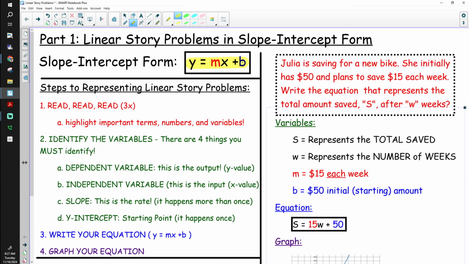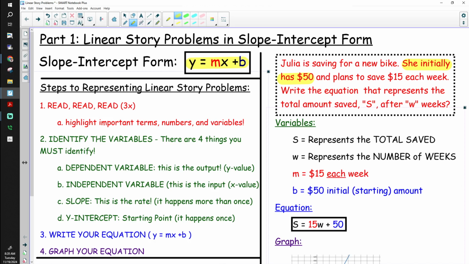It's a number. We should highlight it. She initially has $50. And what does it mean initially? What does it mean initially? If you start initially, what part of the process is that? Beginning, middle, or end? Beginning. Initiate. That's the start. She's starting off with $50 already.